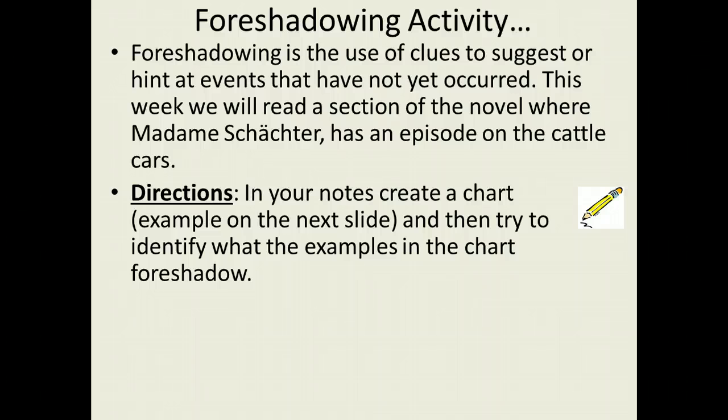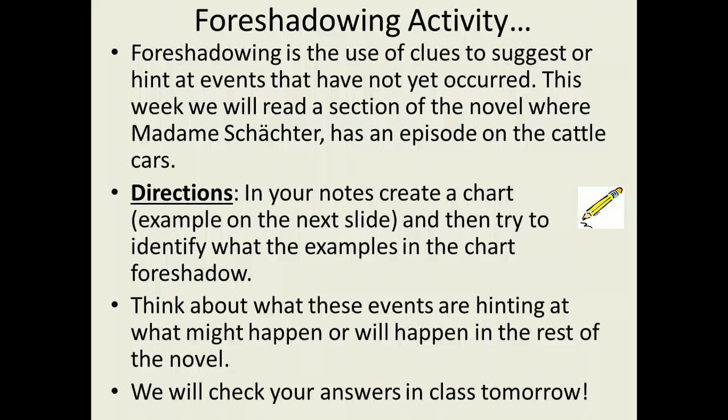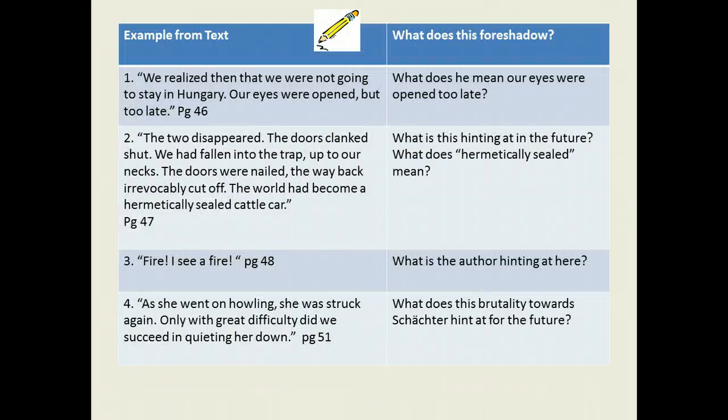So in your notes, you're going to create a chart. I have it on the next slide. And I want you to try and identify what the examples in the chart are foreshadowing. This is going to use your previous knowledge and information on implicit underlying meaning of the text and what that could be hinting, or how this literary device of foreshadowing is hinting at a deeper understanding of what's coming in the novel. So this is going to be a little bit more difficult. So think about what these events are hinting at and what might happen as we continue reading. And we'll check your answers in class tomorrow, obviously. So create this chart in your book.